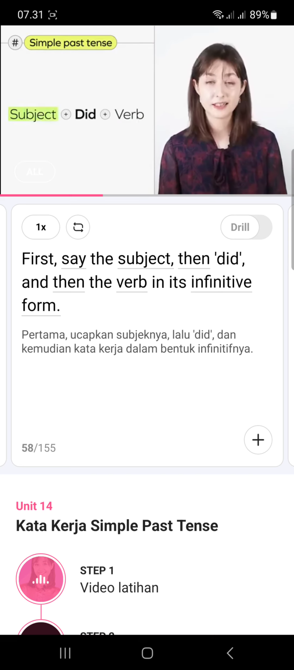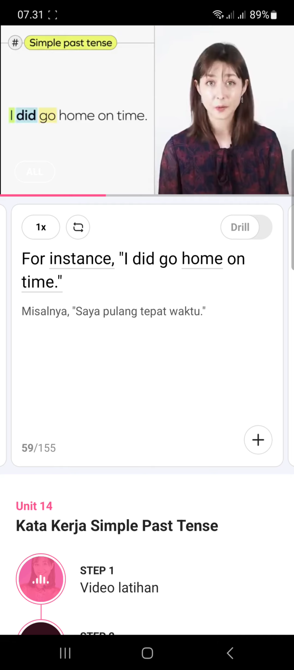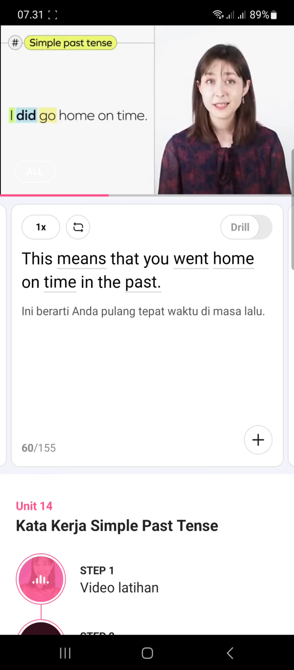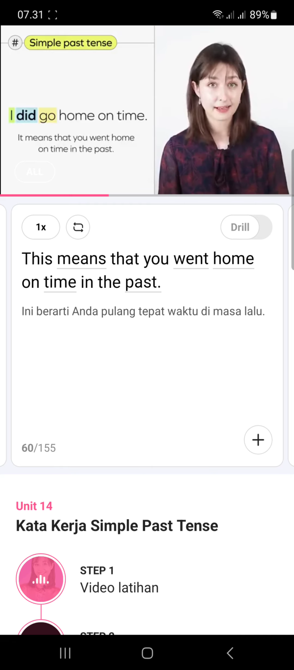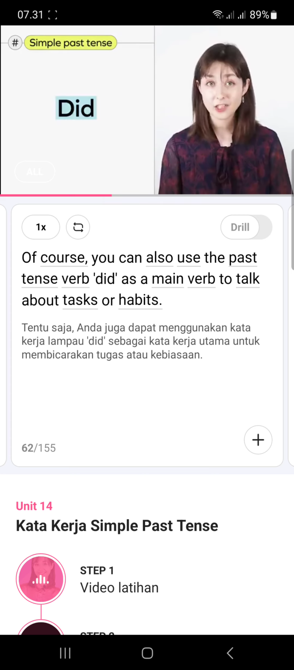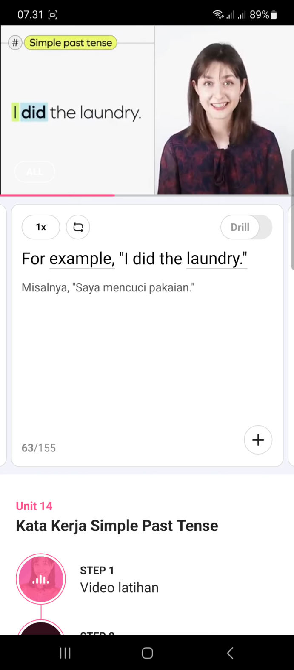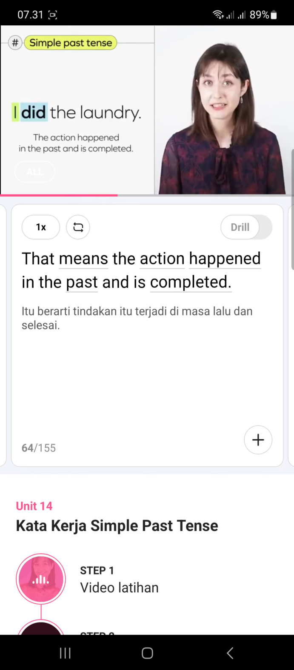First, say the subject, then did, and then the verb in its infinitive form. For instance, I did go home on time. This means that you went home on time in the past. It's emphasizing the truth of that. Of course, you can also use the past tense verb did as a main verb to talk about tasks or habits. For example, I did the laundry. That means the action happened in the past and is completed.